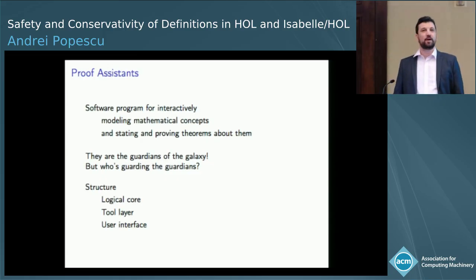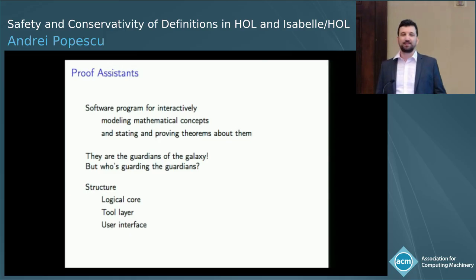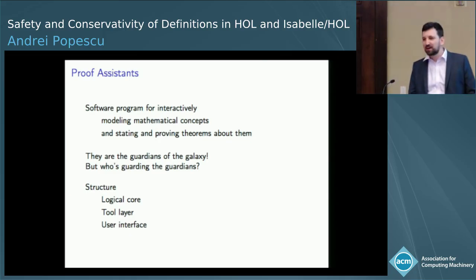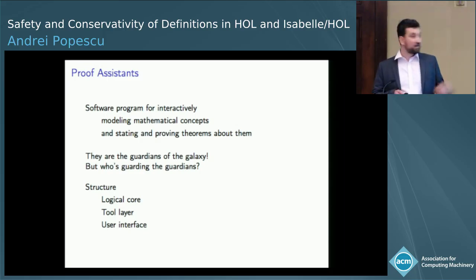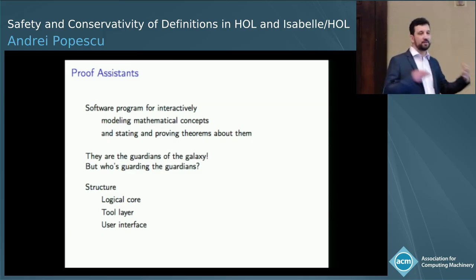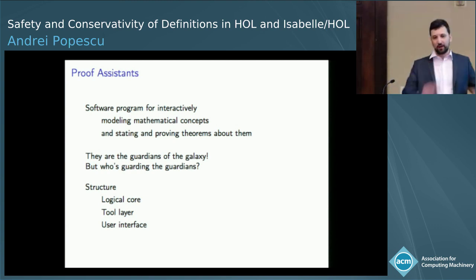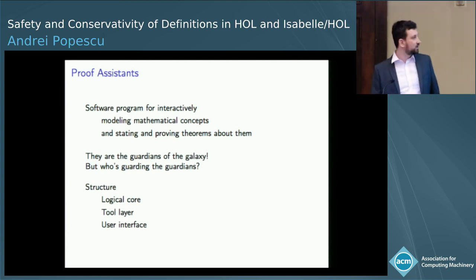So if we have a look at these grand guardians of the galaxy, they are only software in the end. So they are unverified software, most of them. Therefore, they exhibit bugs here and there. So we can very roughly distinguish between several components. We have the logical core, or the inference engine and definitional engine and so on. So this is essentially the implementation of the logic.